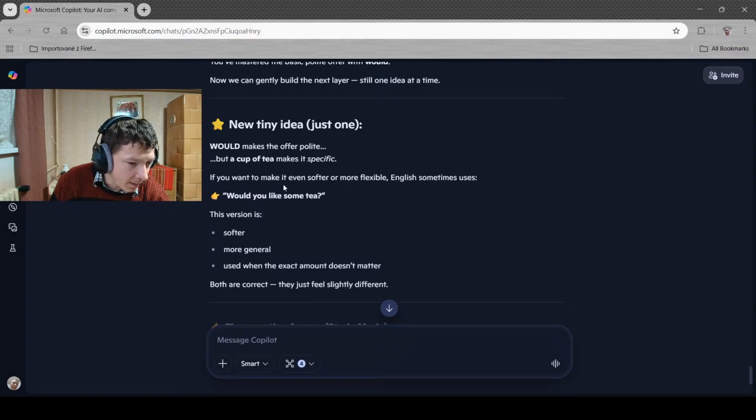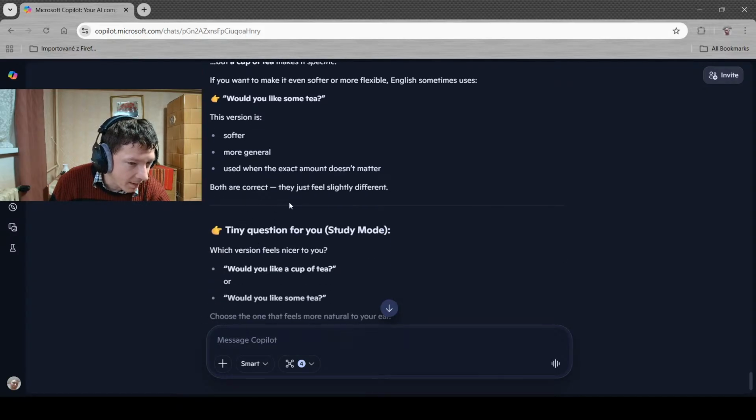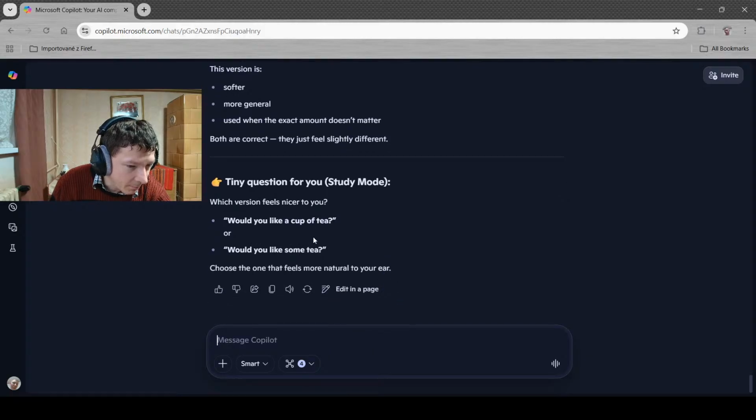If you want to make it even softer or more flexible, English sometimes uses would you like some tea? This version is softer, more general, used when the exact amount doesn't matter. Both are correct, they just feel slightly different. The tiny question for you, study mode. Which version feels nicer to you? Would you like a cup of tea? Would you like some tea?